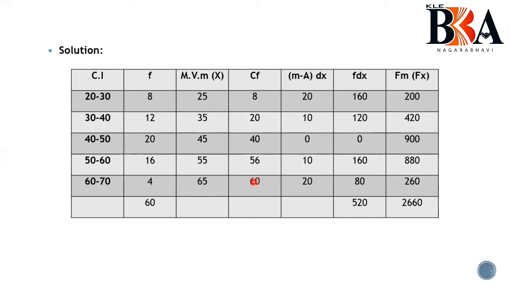So this is the main thing where you can understand whether this cumulative frequency is correct or wrong. Fine. The next column we are going to go for is m minus a. A is the assumed value. Fine. M is the mid value.